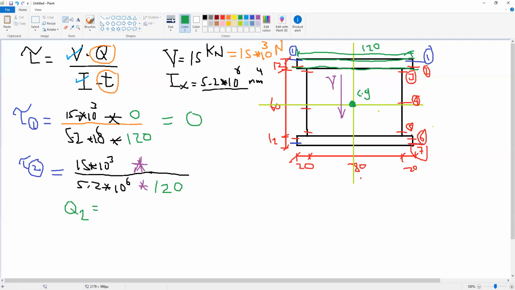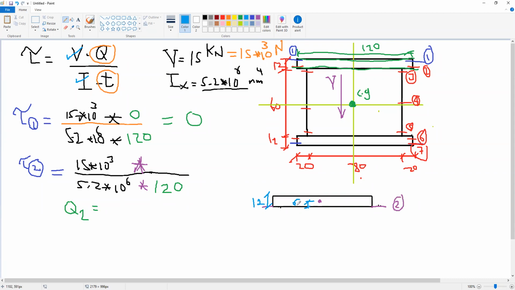If I take this area outside here, this is the area at 2, and we are calculating at this section, section 2. Where is the centroid of this area? This is the centroid of this area. What is the distance between the centroid and the section we are calculating at? If this is 12 millimeter, this distance should be 6.